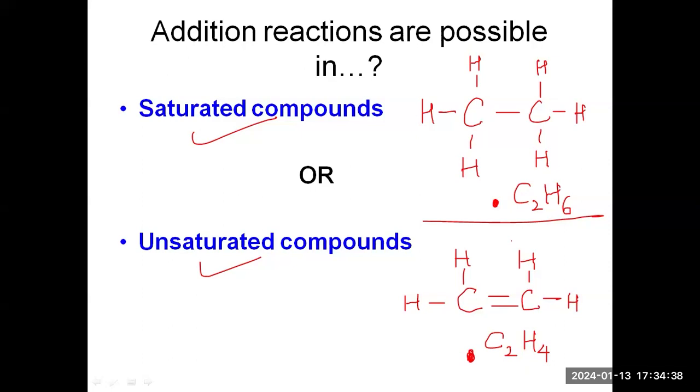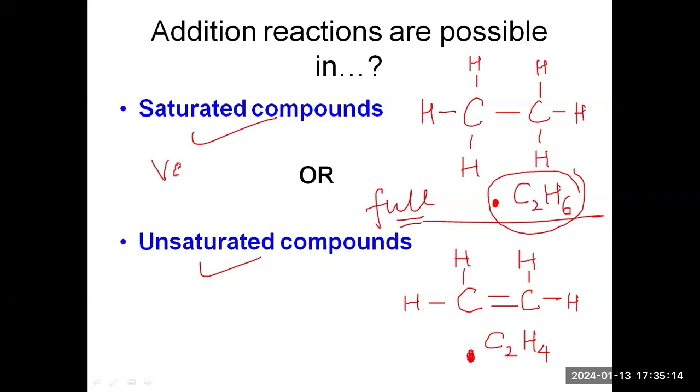Yes, so we have resumed here. Would you like to answer which one can undergo addition reaction, saturated or unsaturated? Don't get scared, even if your answer is wrong, it's okay. But give it a try. Okay, let me see. This is already full to the capacity. C2H6 is already full.